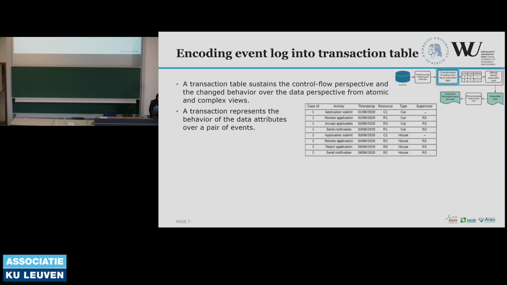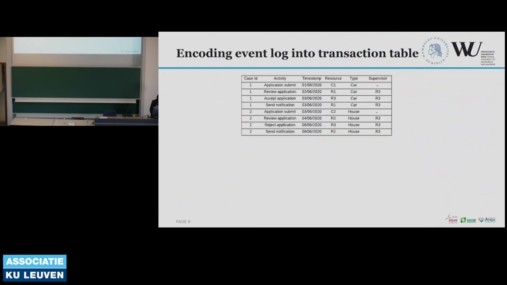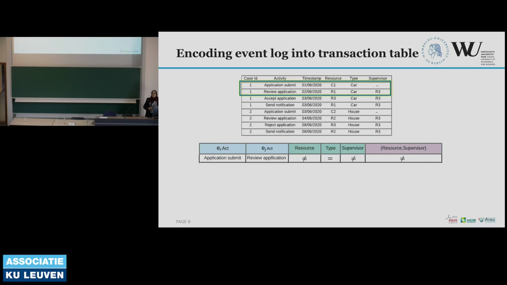So basically, if we have our log, the first step is maintaining the control flow using a sequence of two events, and then we try out the different atomic perspectives, where we take each attribute, like resource, type, and supervisor, and then we have another one, the complex, where we have an actual correlation between these two attributes because they use the same data pool, or they are coming from the same data pool.